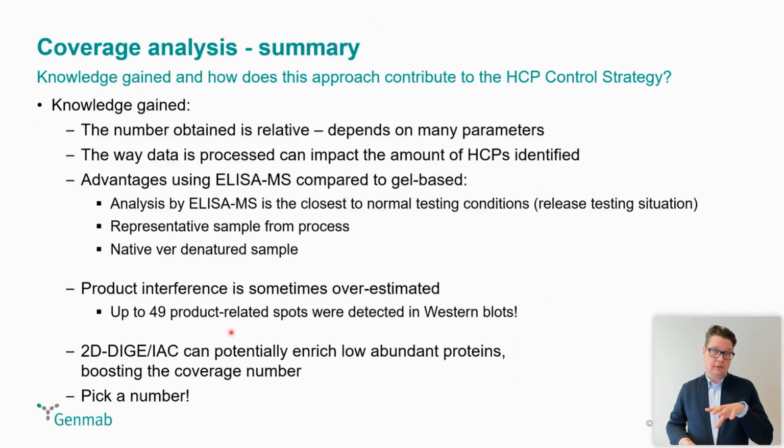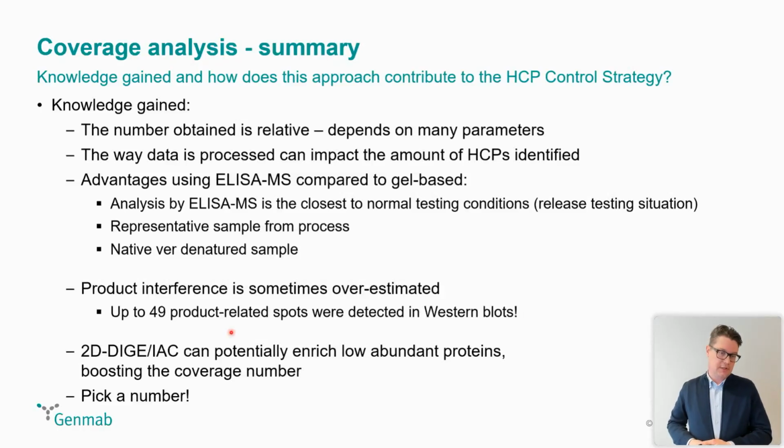And what we found the advantages using ELISA-MS compared to the gel-based one is that it's also a situation that is very close to a normal testing condition. So in the lab, in the QC lab where you release your batch, you would use ELISA plates and an ELISA approach to obtain a value that we used for a C of A. So we also saw that we can use a representative sample from the process.